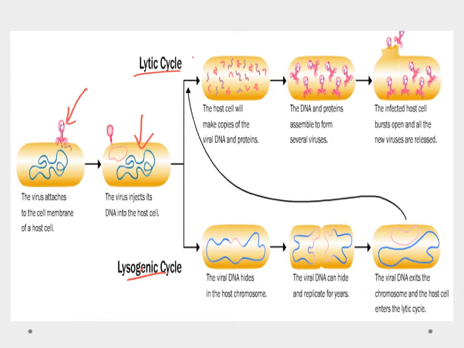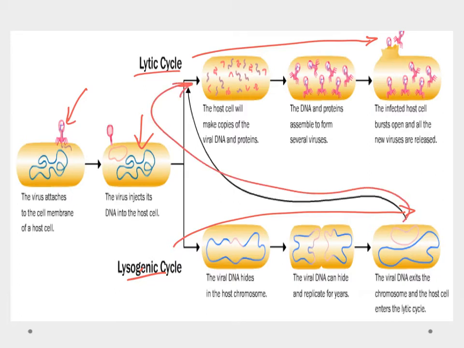It can go into the lytic cycle where it's going to manufacture more viruses and release them, or it can go into this lie and wait cycle, the lysogenic cycle. The lysogenic cycle will go until it hits some kind of stress, and then once that happens, it kicks in the lytic cycle. And that's how viruses reproduce. So viruses aren't living per se because they can't reproduce on their own. They have to use these other cells for this to happen.